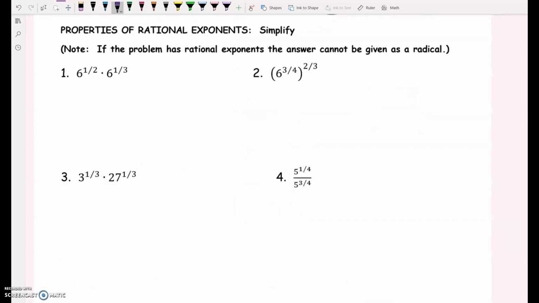I would like you to try numbers 1, 2, and 4 on your own. So pause the video, try 1, 2, and 4. Once you're done, play the video to check yourself.